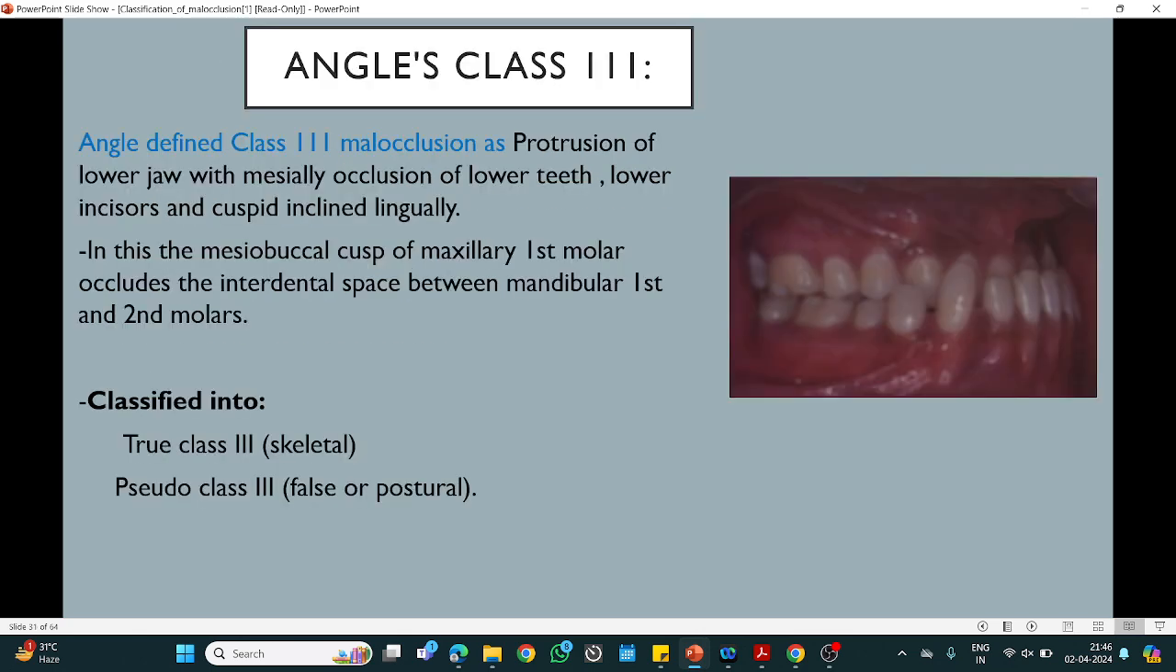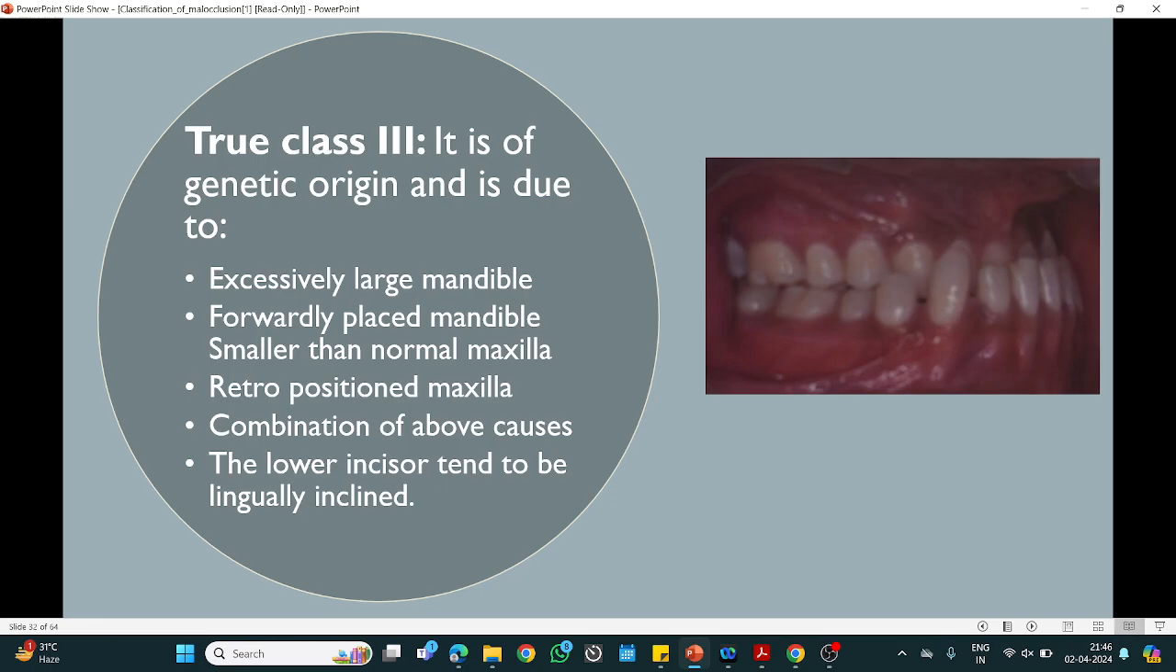Then Angle class 3 malocclusion. It is defined as protrusion of the lower jaw with mesial occlusion of the lower teeth. Lower incisors and cuspids are inclined lingually. In this, the mesiobuccal cusp of the maxillary first molar occludes in the interdental space between the mandibular first and second molars. It can be classified as either true class 3 or pseudo class 3.